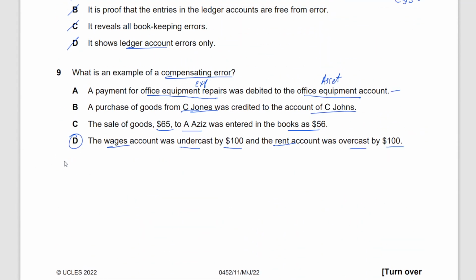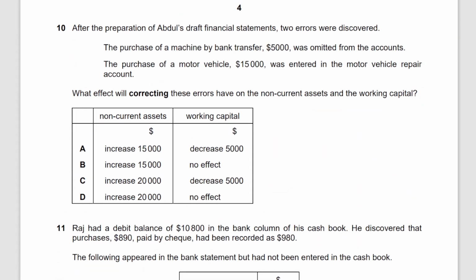Oh, let me circle 9 downstairs, D. Question number 10. After the preparation of Abdul's draft financial statements, 2 errors were discovered. The purchase of machine by bank transfer, 5,000, was omitted from the accounts, never appeared. The purchase of motor vehicle, 15,000, was entered in the motor vehicle repairs account. What effect will correcting these errors have on non-current assets and the working capital? Working capital is basically your current assets minus current liabilities. Let's see how that's going to work.